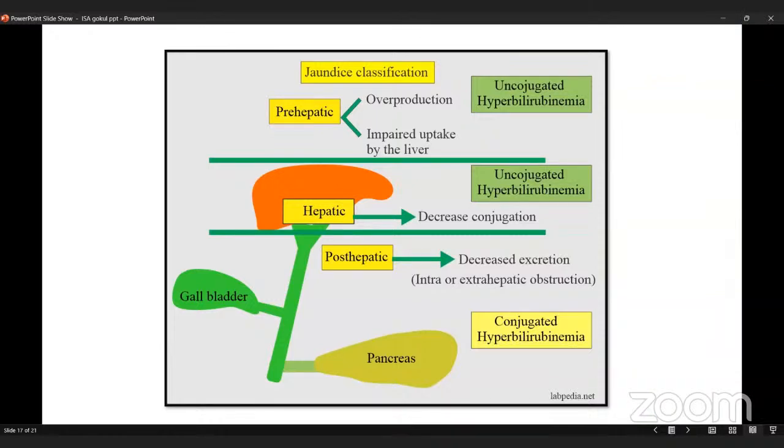Ma'am, other than that, there can be malnutrition because of malabsorption, and vitamin deficiencies, ma'am. For fat absorption to occur, you need bile, ma'am.